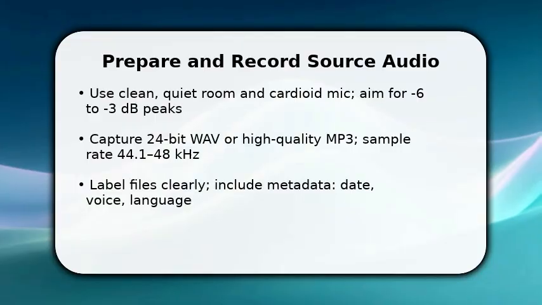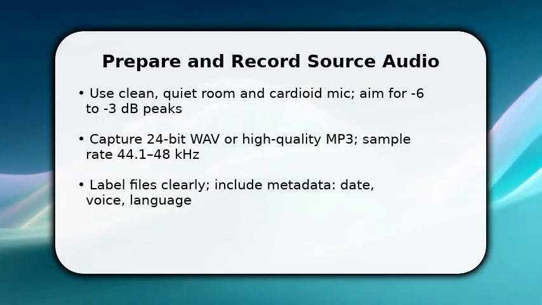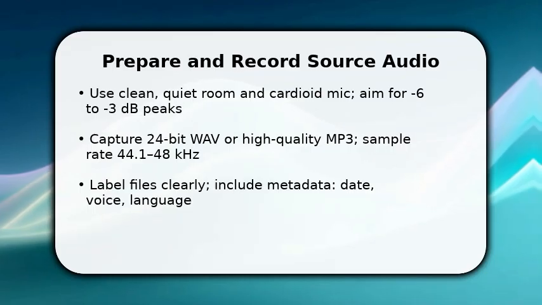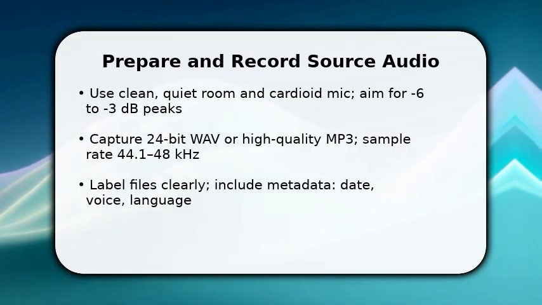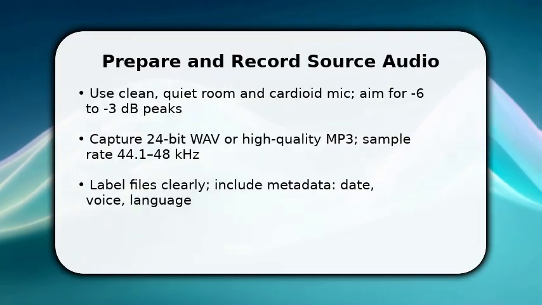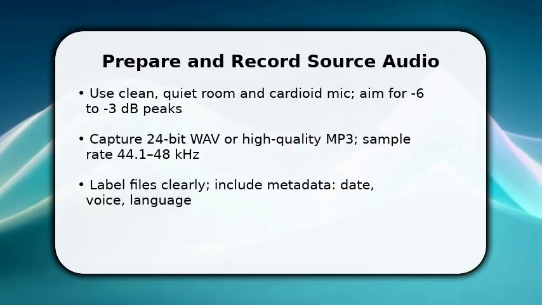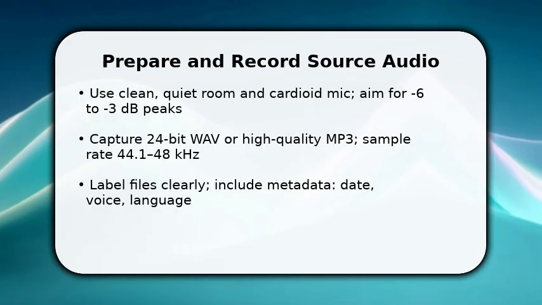Enjoy the video. You start by collecting the right input. Record in a quiet space with a cardioid mic and target -6 to -3 dB peaks so the model has headroom. Once done, export a 24-bit WAV or high-quality MP3 at 44.148K HC because AI models perform better with consistent sampling.